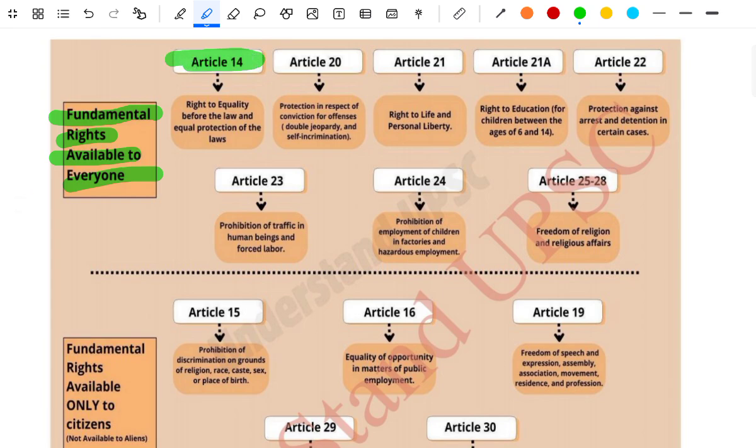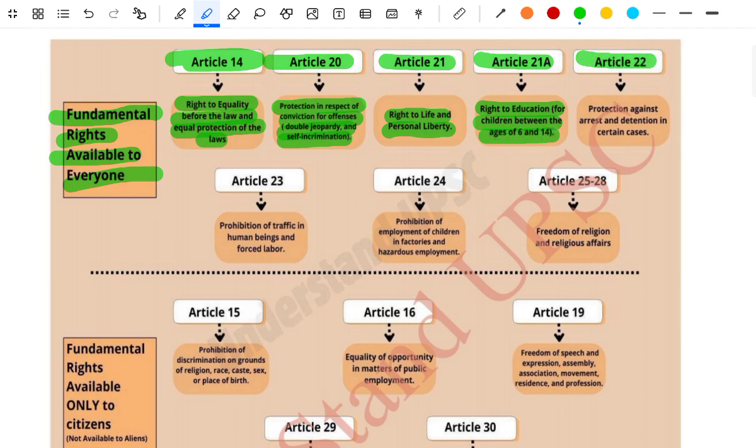Article 14, the right to equality before the law and the equal protection of law. Article 20, the protection in respect of conviction for offense, double jeopardy and self-incrimination. Article 21, the right to life and personal liberty. Article 21A, the right to education for children between the age of 6 to 14.